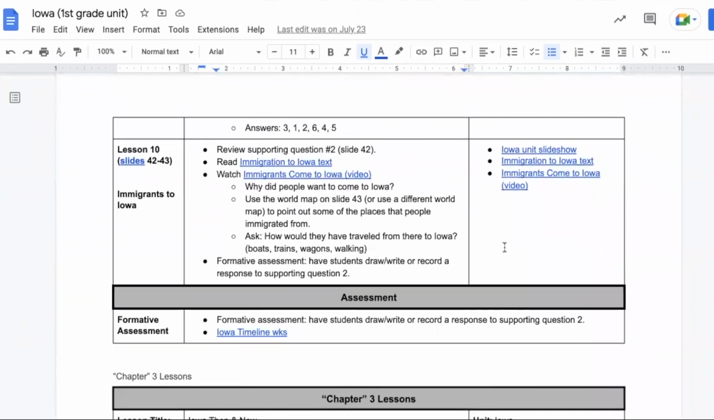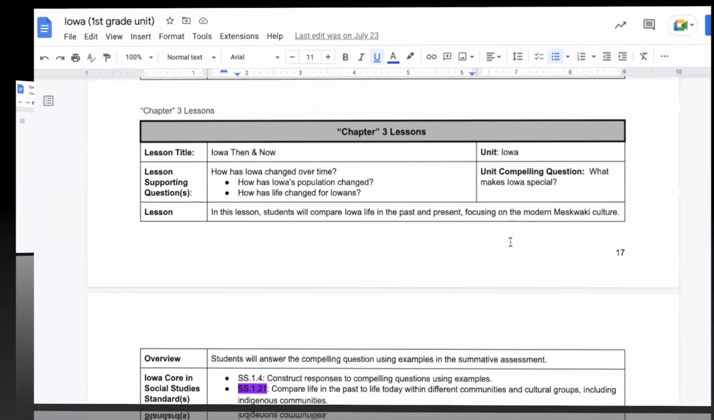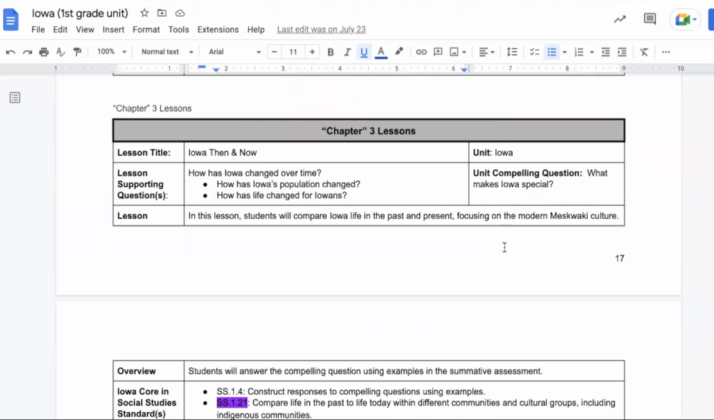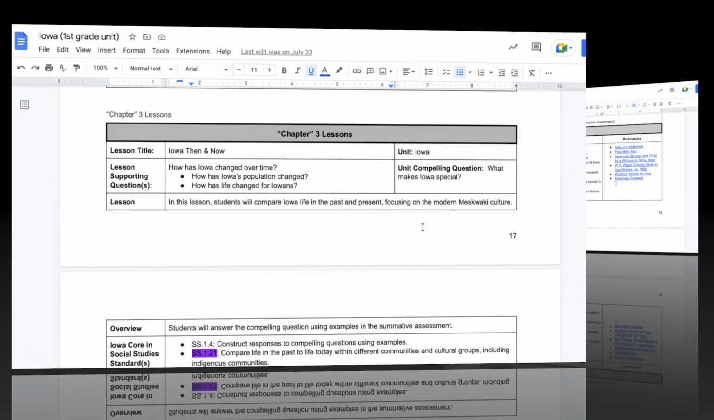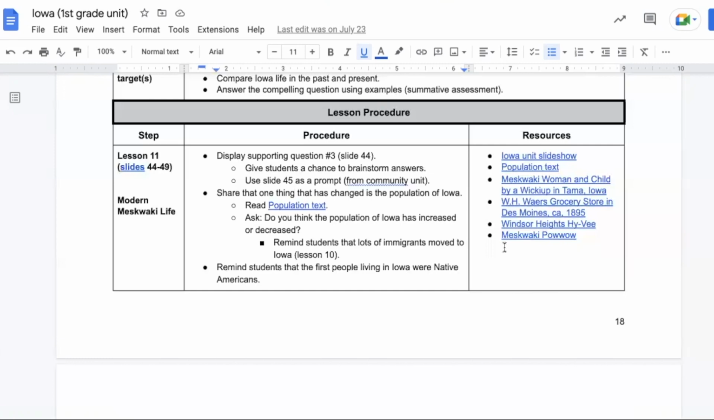In lesson 10, we talk a little bit about immigrants arriving in Iowa. This is also a topic that is hit again in 3rd grade. So again, keep it as a brief overview. Chapter 3 is all about then and now of Iowa. So how has Iowa changed over time? Students are going to compare Iowa life in the past and present, especially focusing on the modern Meskwaki culture. Lesson 11 is all about modern Meskwaki life.